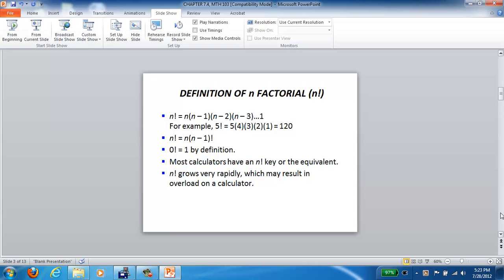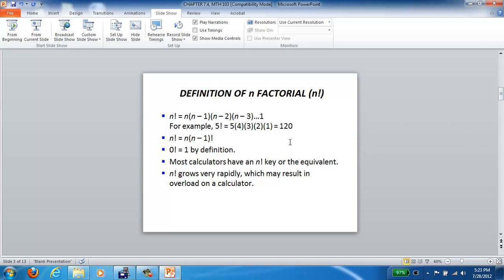This is the definition of n factorial. N factorial is n times n minus 1 times n minus 2 times, at the end, 1. That means you have to multiply all the numbers up to this number. For example, 5 factorial is 5 times 4 times 3 times 2 times 1. This is 120. For 7 factorial you multiply from 1 until 7, 10 factorial from 1 until 10, and so on. By definition, 0 factorial is equal to 1.